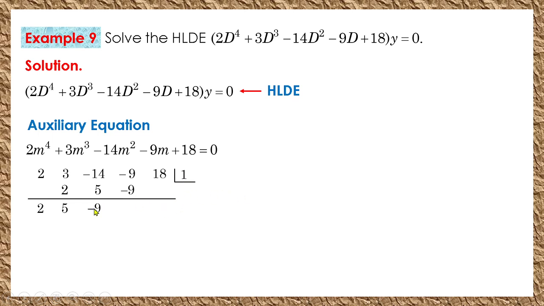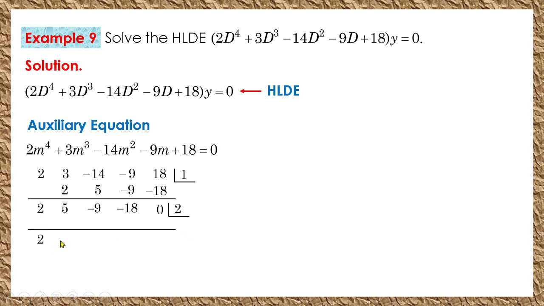So, negative 9 times 1 is negative 9, add negative 18. Times 1, negative 18, add 0. So, it means m minus 1 is a root. Remember, if 1 is a root of this, then m minus 1 is a factor. Let's try another one. I will try 2. Okay? I try 2. It's trial and error.